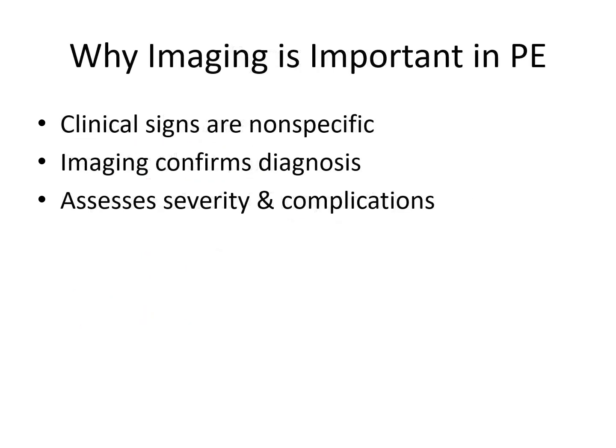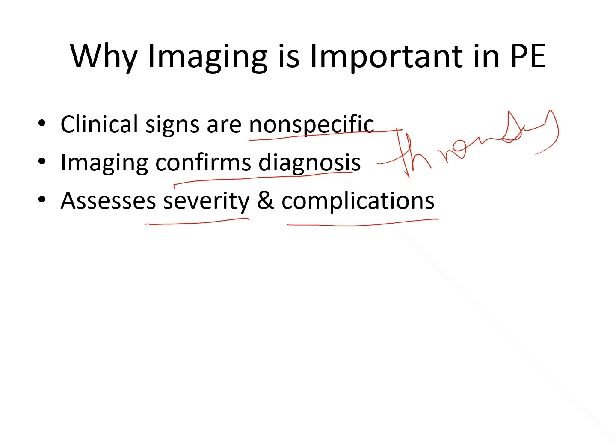Why is imaging important in pulmonary embolism? Pulmonary embolism presents with vague symptoms, and the symptoms are non-specific. So imaging plays a central role in confirmation of diagnosis, localization of thrombus, assessing severity, and complications like right heart strain.